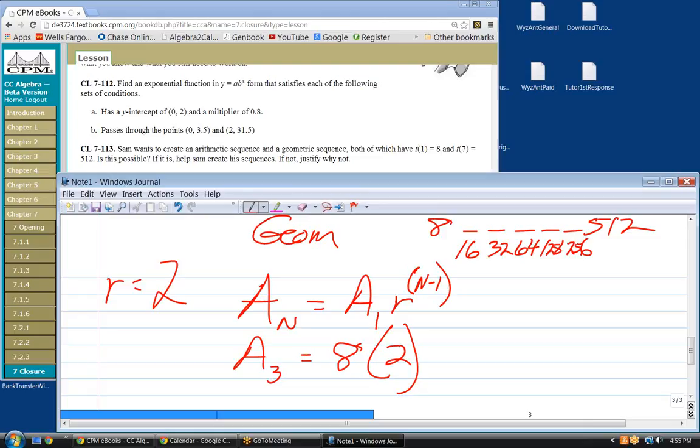So what is the exponent on this 2 going to be? 3 minus 1. So this should be 8 times 4. The third term in our sequence should be 32, and it is.